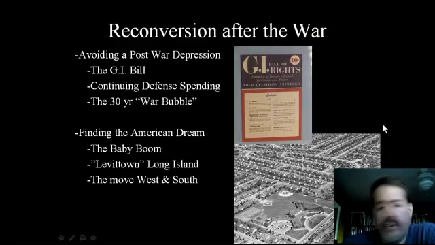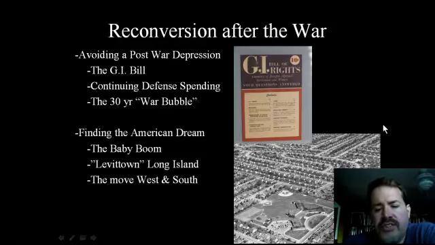Because of the standardization, because these houses are nearly identical to each other, Levitt was able to sell these houses for under $8,000 a pop. So a brand new home in a new neighborhood for $8,000. That's a steal. Now, another thing that happens because of World War II is that Americans move.